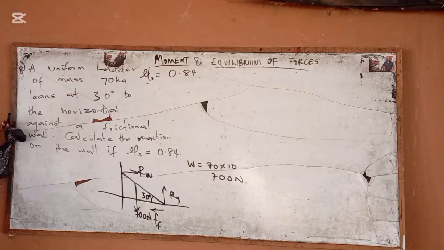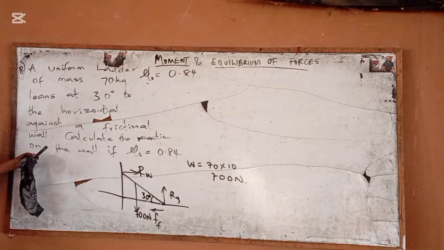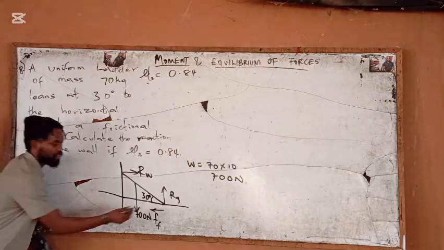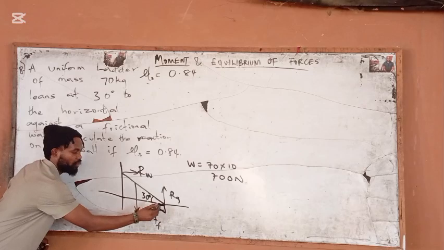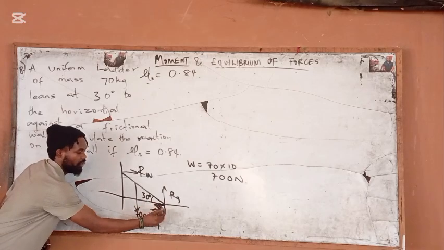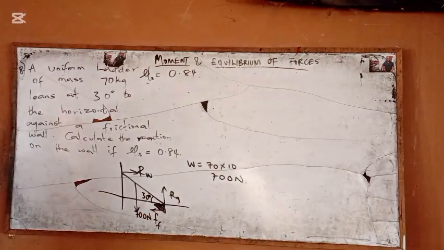Let's analyze. Reaction. Then weight of the wall, RG. Okay, so since we are finding the reaction on the wall, that means we still make this part our fulcrum. Is it not true? Yes. Because I saw what most of you were doing. I tricked you with that thing.